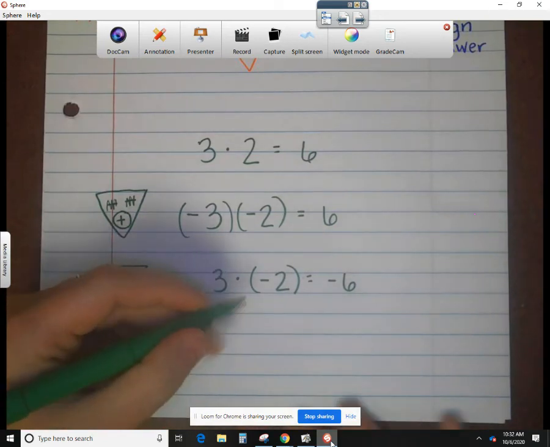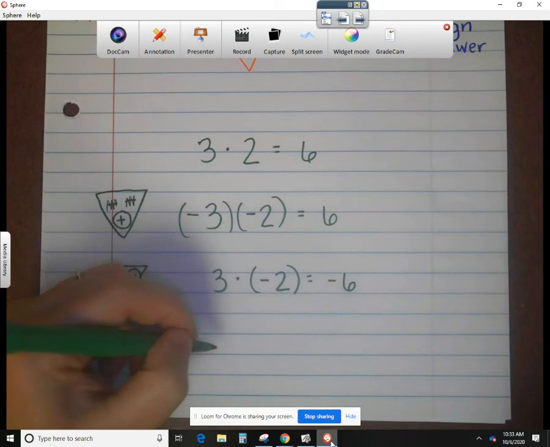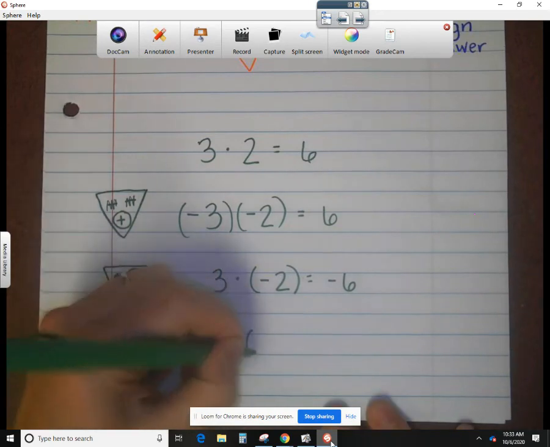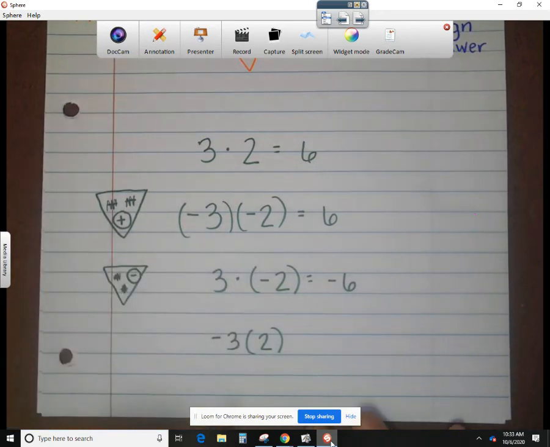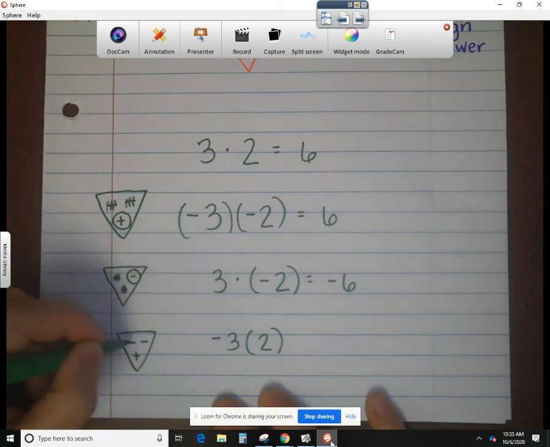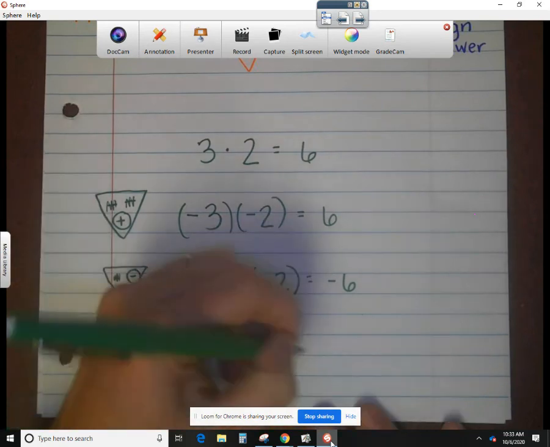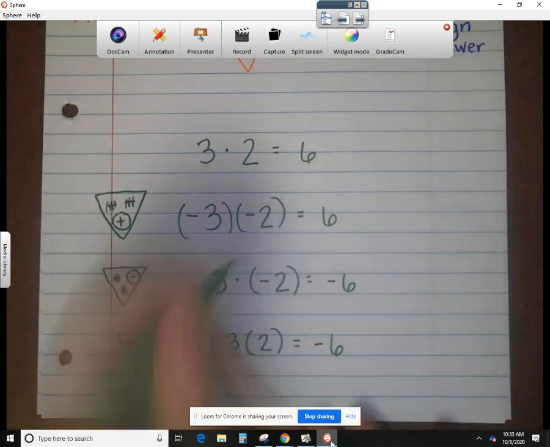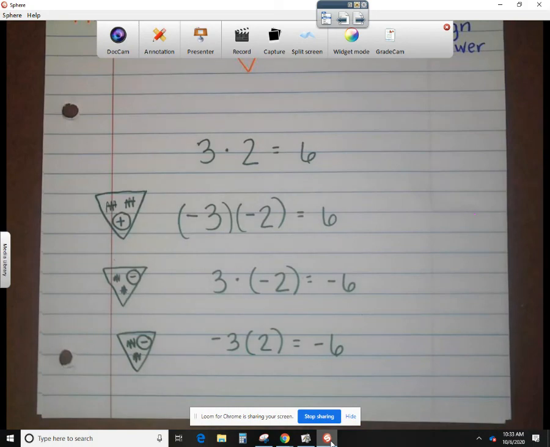And our last example is going to be negative 3 times 2. So this is another way you might see multiplication. When a number is right next to the parentheses, that means they're being multiplied. So again, I draw a quick Dorito Man, and I've got a negative 3 and a positive 2. So there's one symbol remaining. My answer is going to be negative 6.